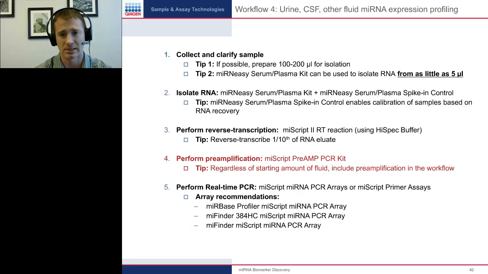And we'll go over this in more detail a few slides from now. Step 3, perform reverse transcription. Step 4, perform preamp by default. And Step 5, perform real-time PCR. And our array recommendations, in addition to the miScript miRNome array, are to use the miScript targeted miRNome array or the bioinformatic miFinder array.